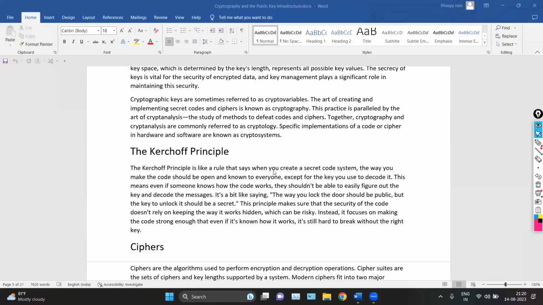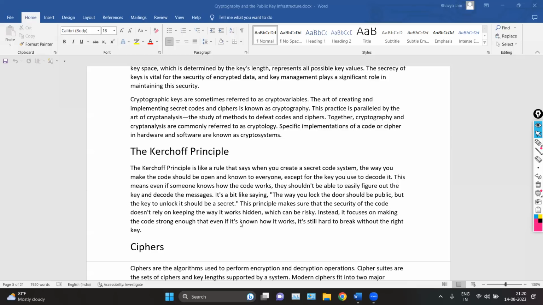It is like a rule that says when you create a secret code system, the way you make the code should be open and known to everyone, except for the key used to decode it. This means even if someone knows how the code works, they shouldn't be able to easily figure out the key and decode the message. It is like saying the way you lock the door should be public, but the key should be secret. So this principle makes sure that the security of the code doesn't rely on keeping the way it works hidden.